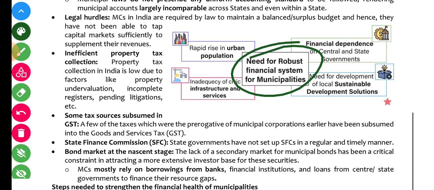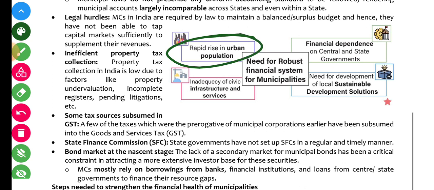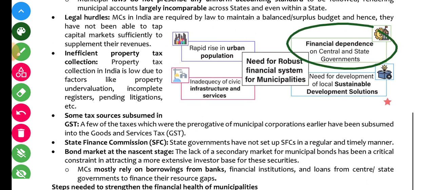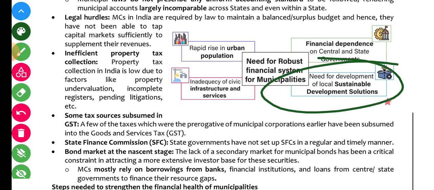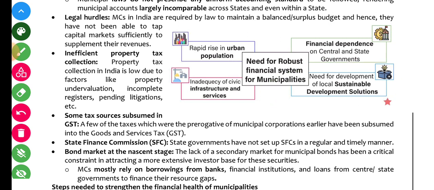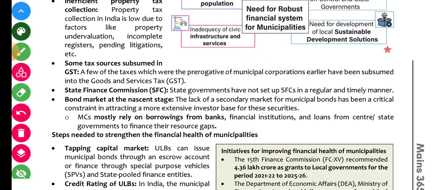Need for a robust financial system for municipalities. So rapid rise in urban population, inadequacy of civic infrastructure and services, financial dependence on central and state governments, need for development of local sustainable development solutions. So these are some reasons for a robust financial system for municipalities. Keep this in mind. Okay.